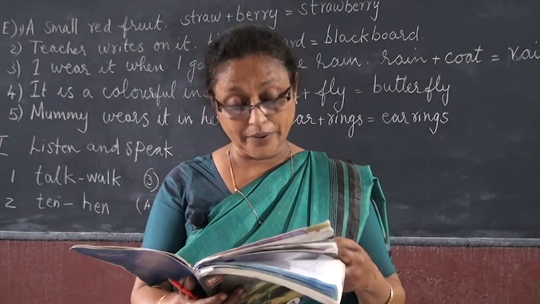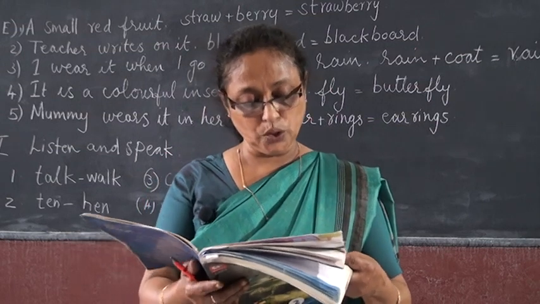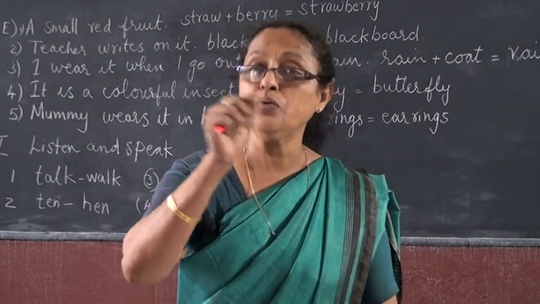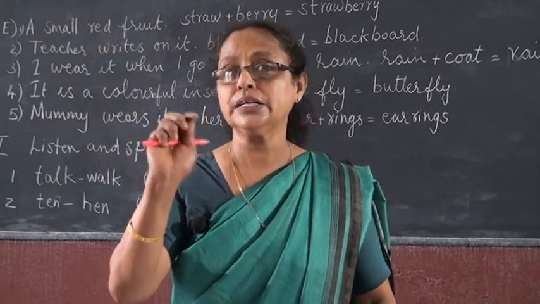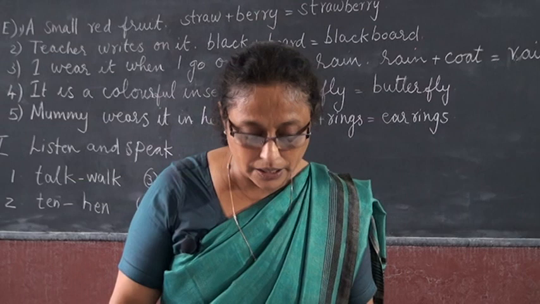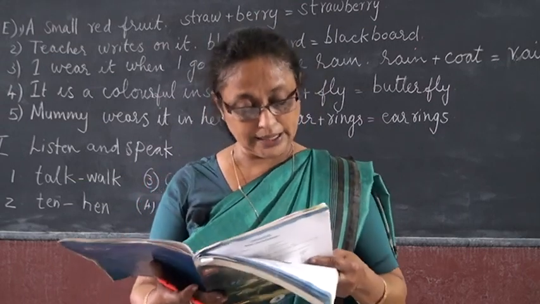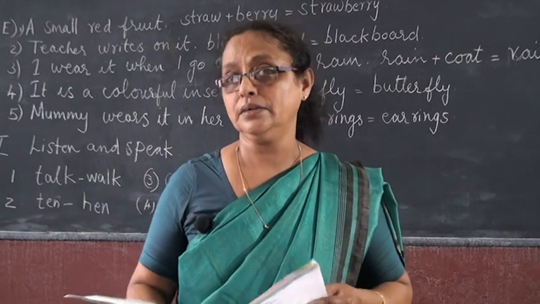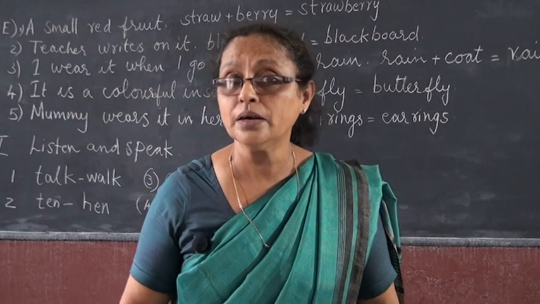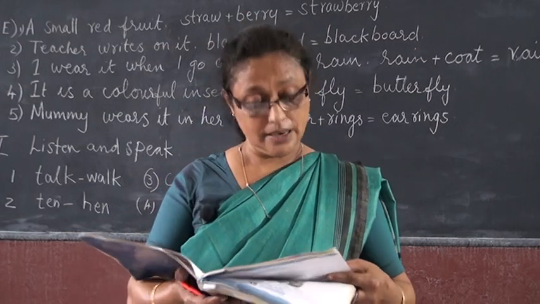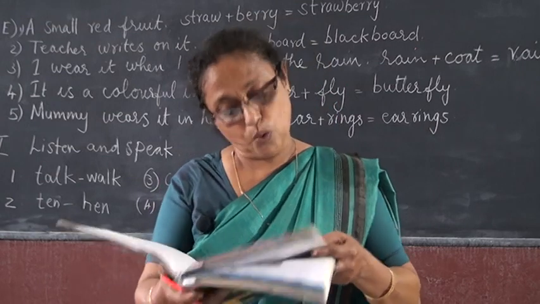D is give one word for these groups of words. What you should do is give one word for the group of words in that sentence. The first one is already done for you. That is in a loud manner. When we talk in a loud manner, we say loudly.